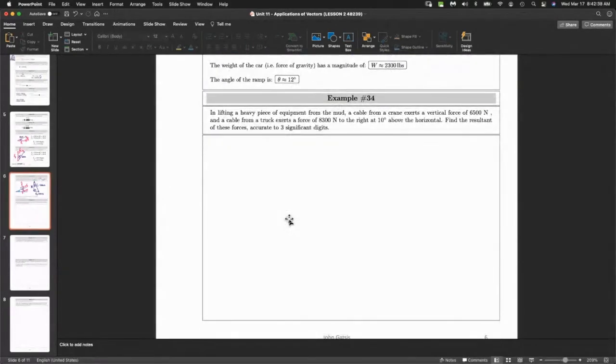In lifting a heavy piece of equipment from the mud, a crane exerts a vertical force, and then it also exerts another force from a cable from a truck, and those forces together are going to be applied to this piece of equipment. So the question is saying, find the resultant of these forces that are acting on the object. Now, gravity is also acting on this object, but we're not asked to find gravity, and we're not asked to consider gravity in this question. It's just saying, find the resultant of those two forces.